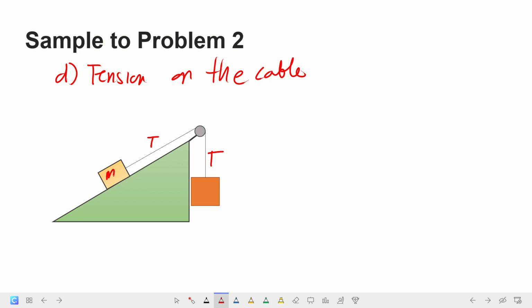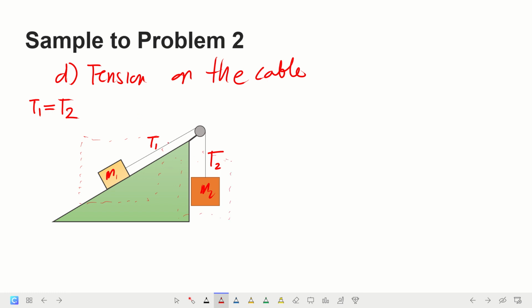Since this is mass 1, let's call this tension 1. Since this is mass 2, let us call this tension force number 2. Since we assume that this string is massless, tension 1 must be equal to tension number 2. To solve for the tension forces, we need to treat this as an individual system. We look into the forces acting on this part of our system and the forces acting on this system. We separate them and treat them as individual and separate systems.